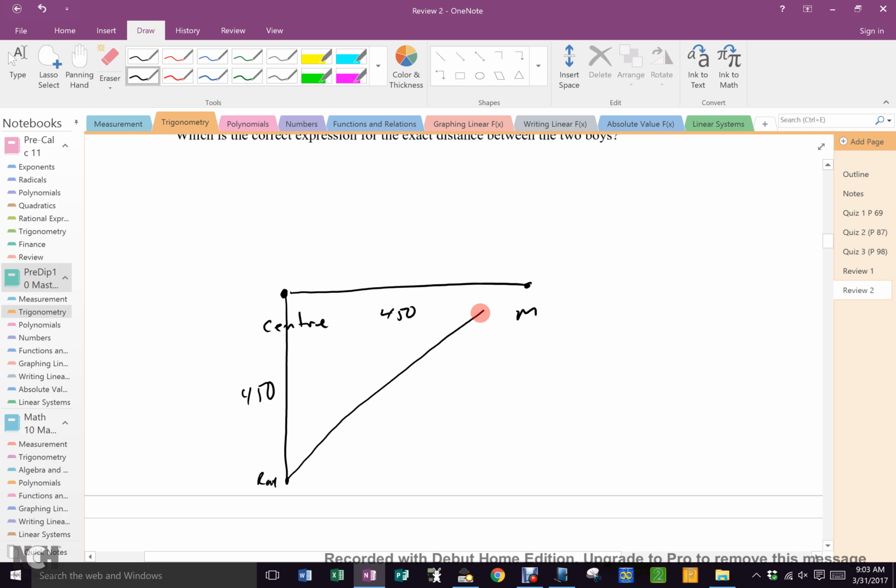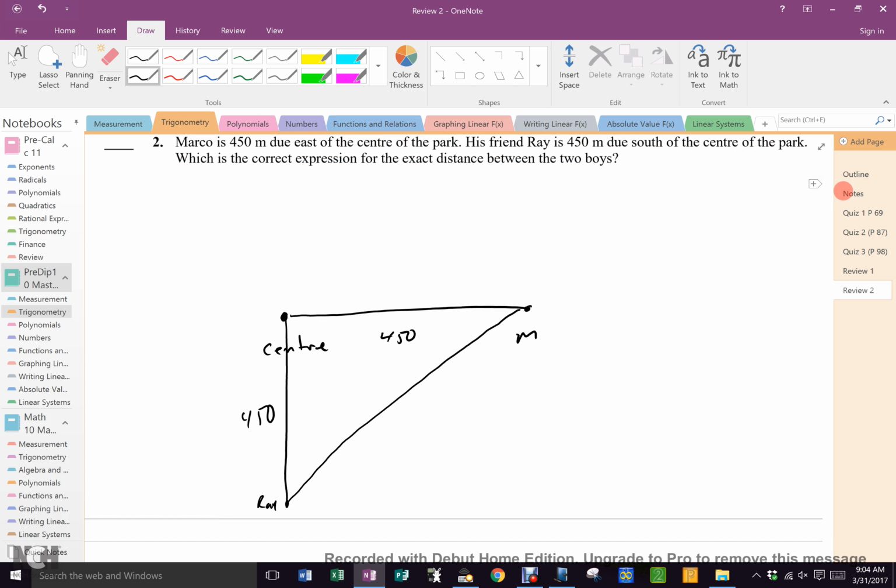So I need this, yes? Okay, so how far is it? If this is 450 and this is 450, what's this? 90. So how will I find this side? Pythagoras is the easiest one, right? Square root of 450 squared plus 450 squared. Is there another way to do it?